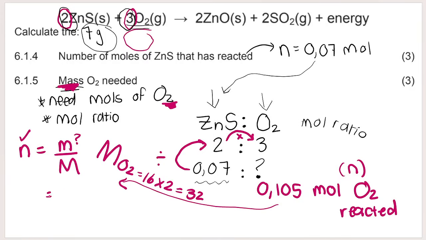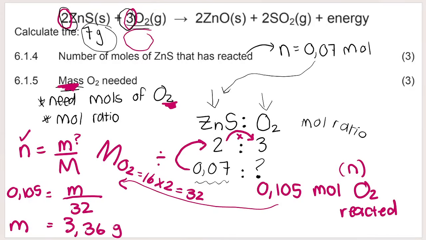So we're going to take our number of moles that we just worked out, 0,105. We're going to take our molar mass, which is 32, and then we can work out our mass. So 0,105 times 32 will get me my mass. And I get 3,36 grams. You need to remember your units.